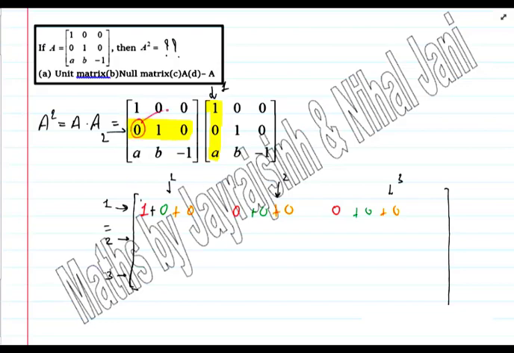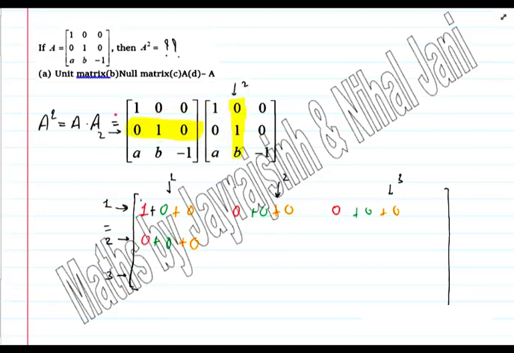So we get it by multiplying 0 with 1, 0, plus 1 into 0, 1, and then 0 into a will also be 0. Actually, this one will be 0. Okay. Now this next element is in second row, second column. So we start to multiply the corresponding terms. 0 into 0 will give us 0, plus 1 into 1 will give us 1, and 0 into b will give us 0. Now the next element is in second row and third column.